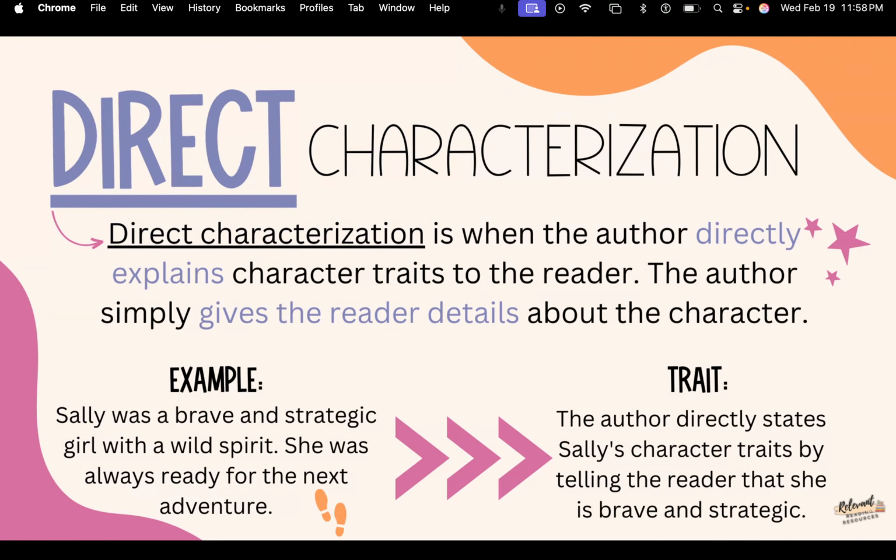Now, there's direct characterization, and that's when the author tells you, hey, this is exactly how the character is. Sally was a brave and strategic girl with a wild spirit. She was always ready for the next adventure. Hey, we know she's brave and strategic because guess what? The author told us. We didn't have to think about it. It's right there in the text for us. No inference necessary.